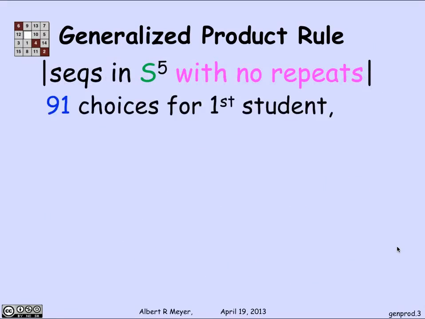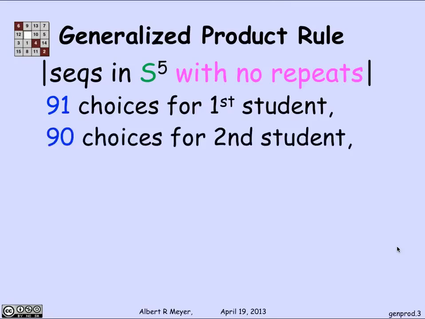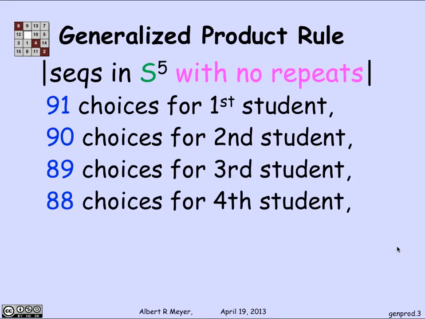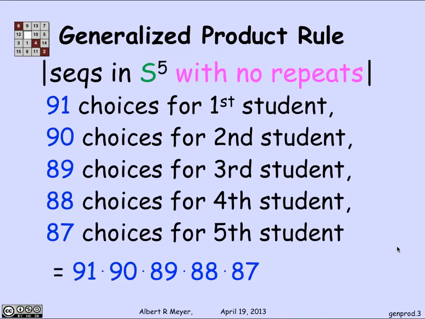Namely, there are 91 ways to choose the first student among the 91. And whichever first student you've chosen, that leaves 90 other students that you could choose to be second. And once you've chosen the first 2, that leaves 89 students you can choose for the third, and 88 for the fourth, and 87 for the fifth. And the formula then is 91 times 90 times 89, 88, 87 for the number of sequences of distinct students of length 5.